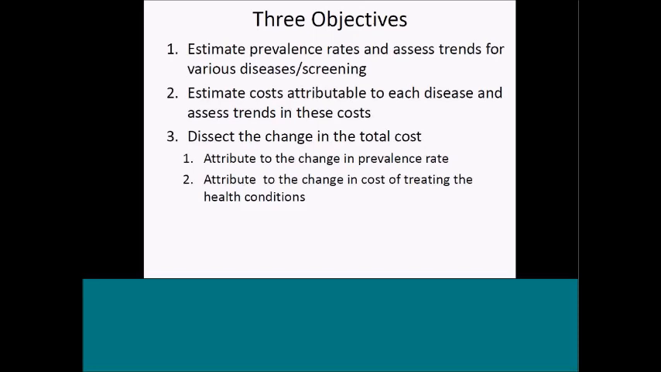And then we dissect the change in total cost. We want to take the total cost changes that are happening, and then say what portion of that is happening because of changes in the prevalence rates, and what portion is happening because of changes in the cost of treating those conditions. So that was the objective of this particular analysis.